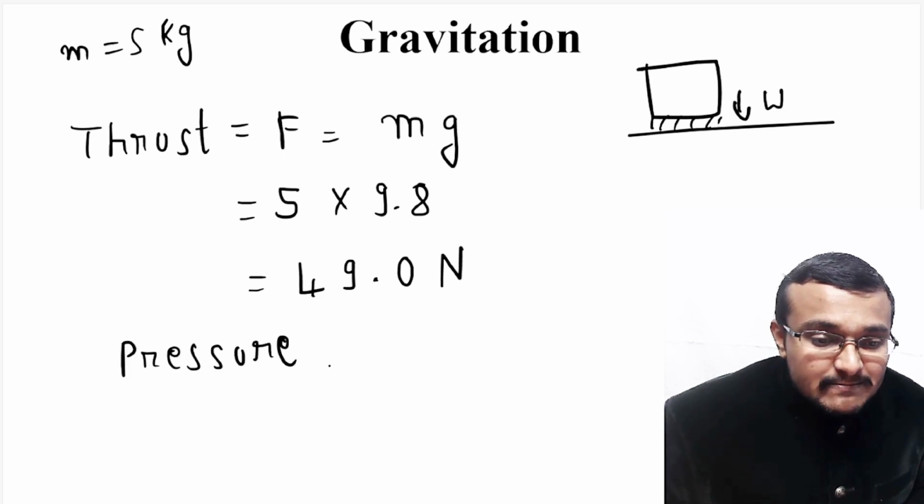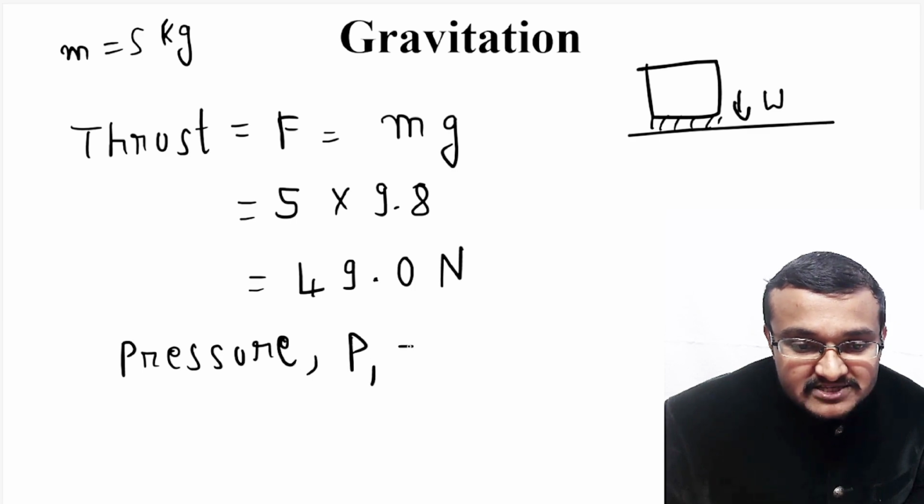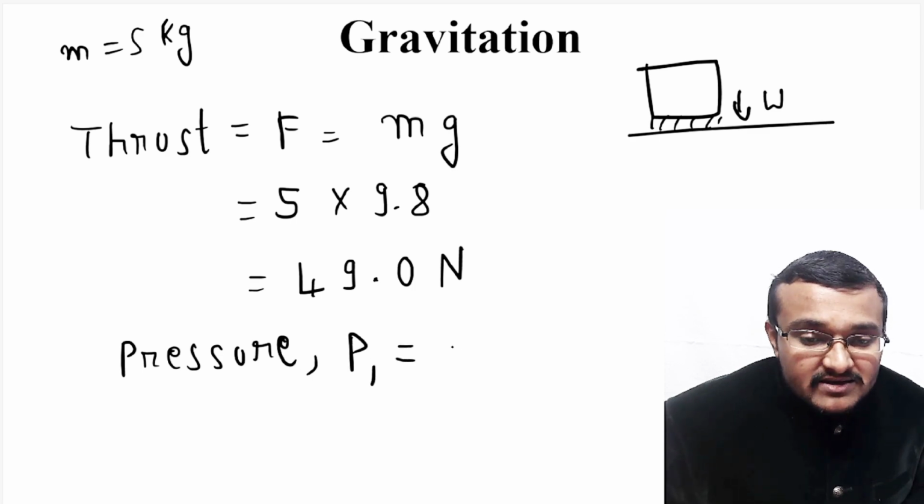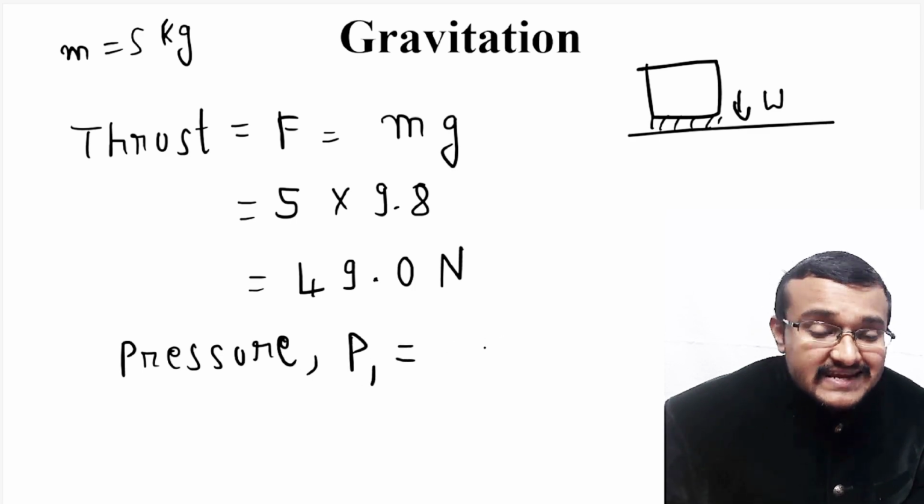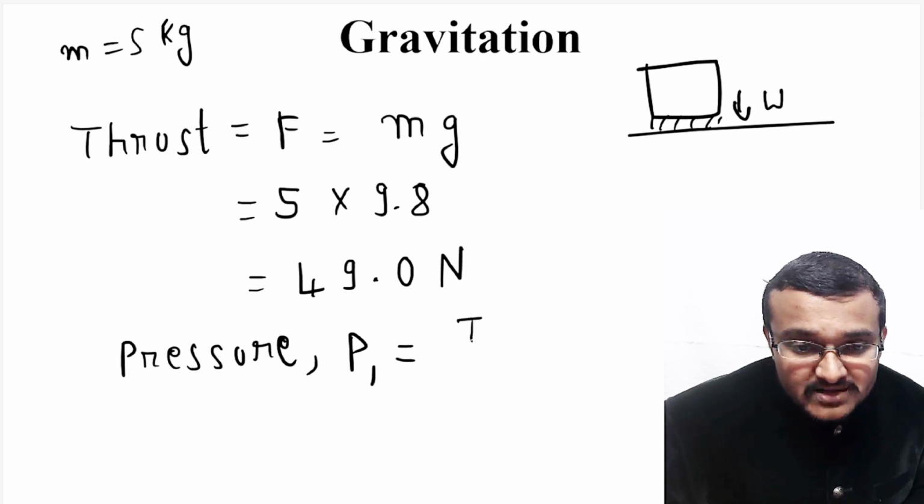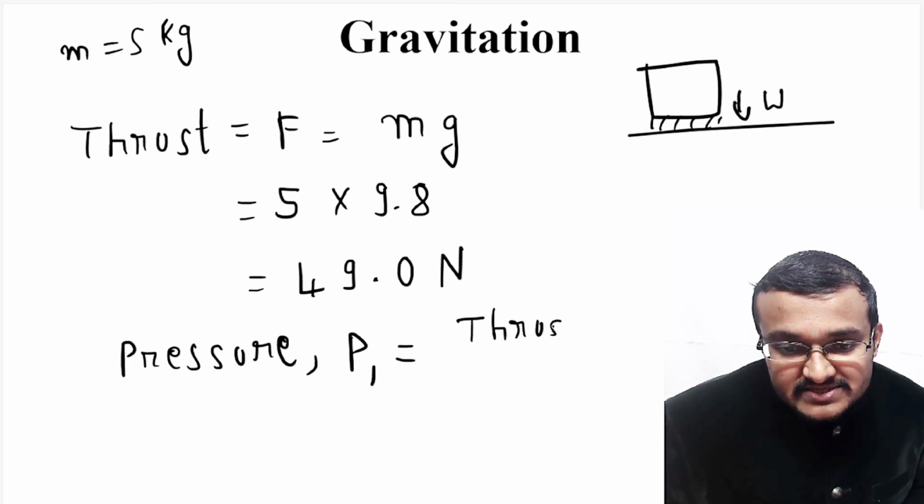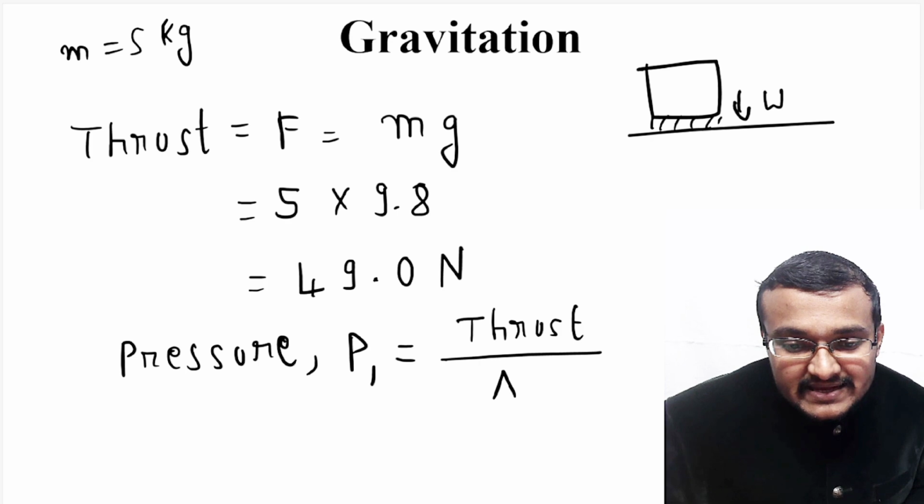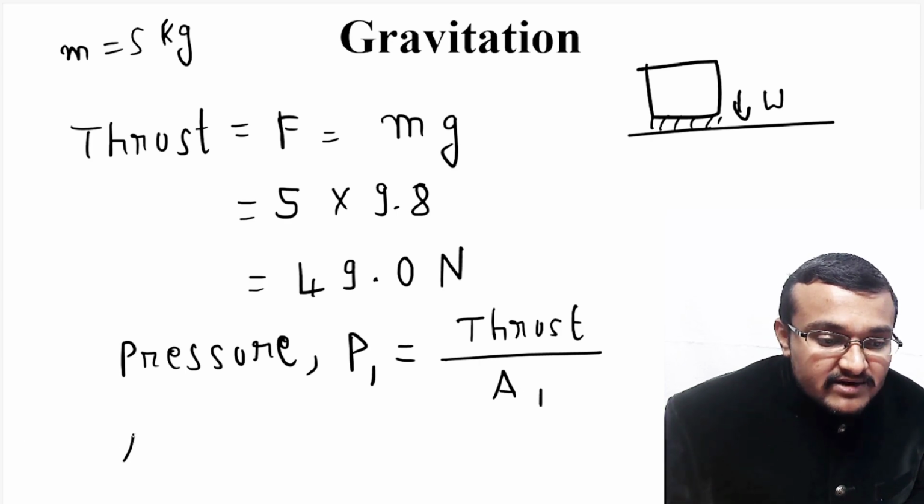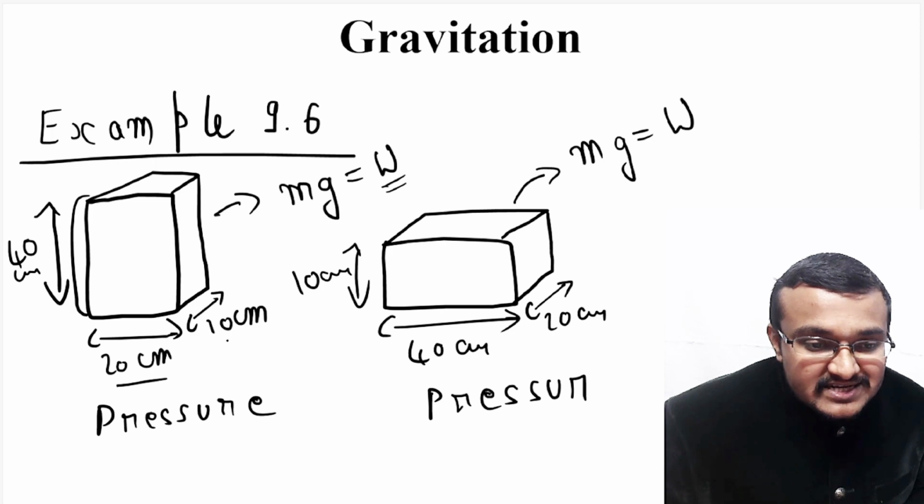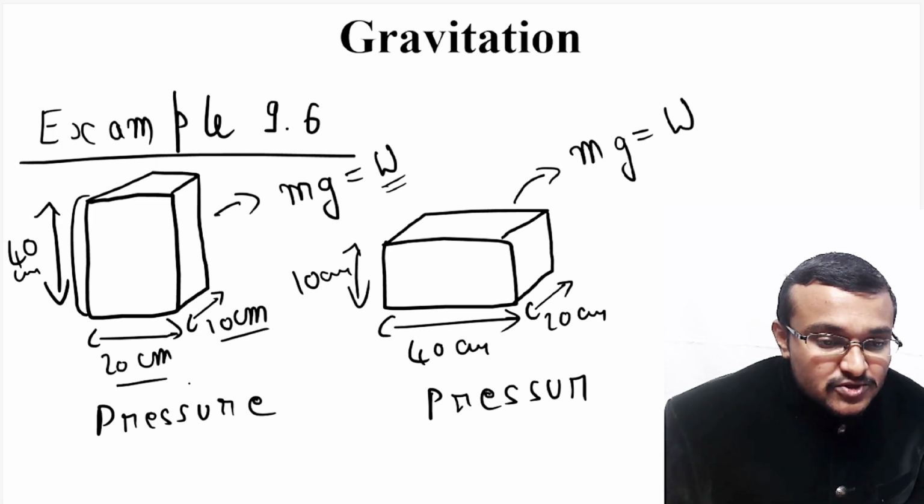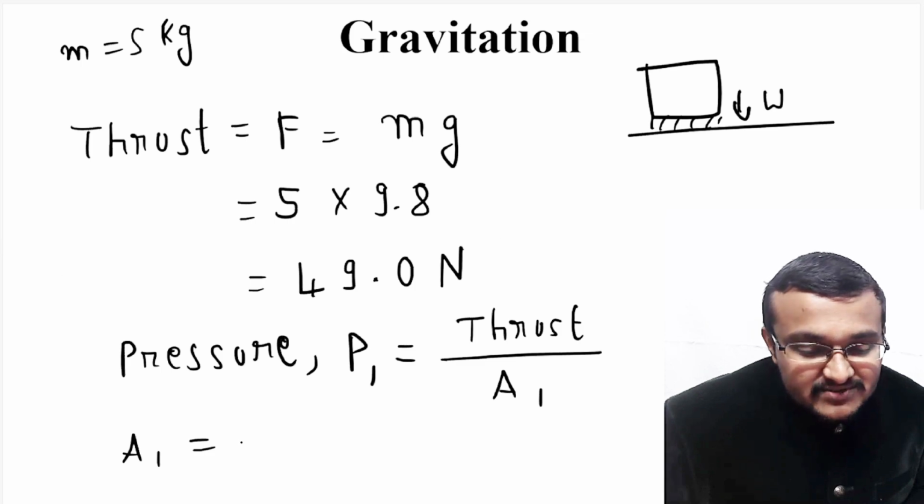Now we are calculating pressure P1 in the first case. In pressure P1 you have to consider area A1. Here thrust is the same, so thrust divided by area A1. What is area A1? In the first case the area is this 20 centimeter into 10 centimeter. That area of contact you have to consider.